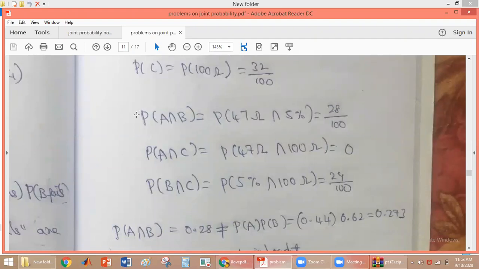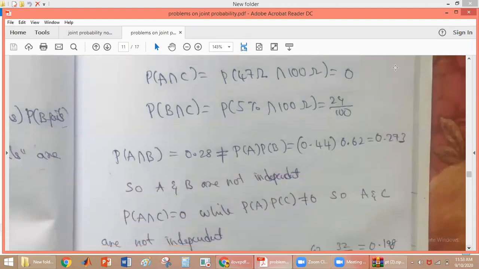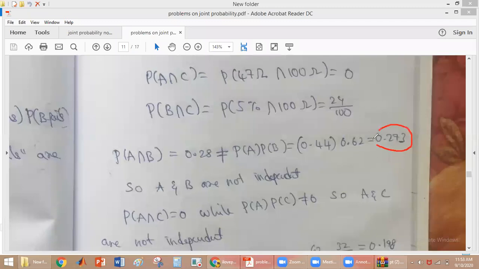Now we need to check whether A and B, A and C, B and C are independent or not. Okay. So A intersection B is equal to what? We got 28 by 100. Okay. Probability of A and probability of B also we found separately. So substituting probability of A and probability of B, we got the value equal to 0.273, whereas probability of A intersection B is 0.28. Since these two are not equal, so A and B are not independent.